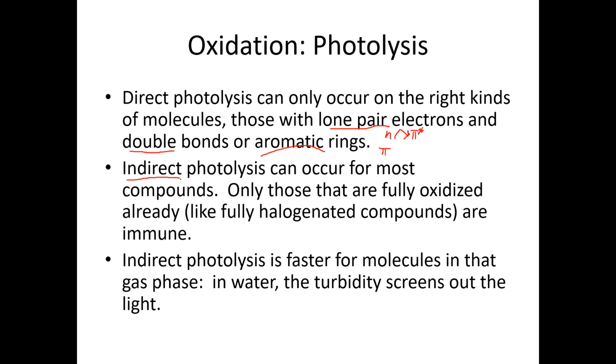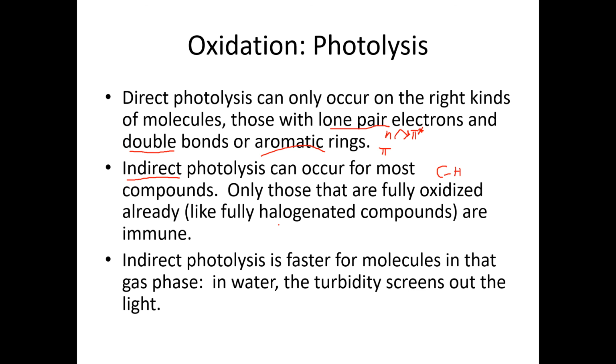undergo indirect photolysis. And most compounds can undergo indirect photolysis. If they have any kind of carbon-hydrogen bond, they can undergo indirect photolysis. So really almost anything can undergo indirect photolysis unless it's already completely halogenated, like Freon 12, which is dichlorodifluoromethane. It's already completely oxidized. It doesn't have any carbon-hydrogen bonds. It can't undergo indirect photolysis. But almost everything else in the world can.